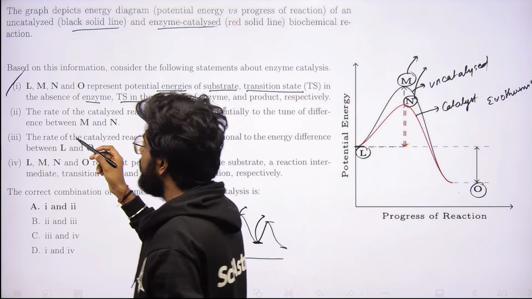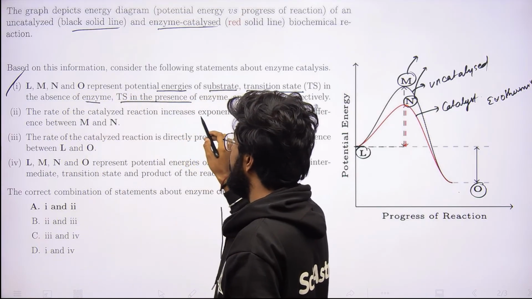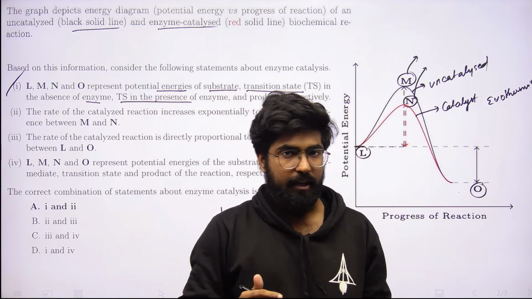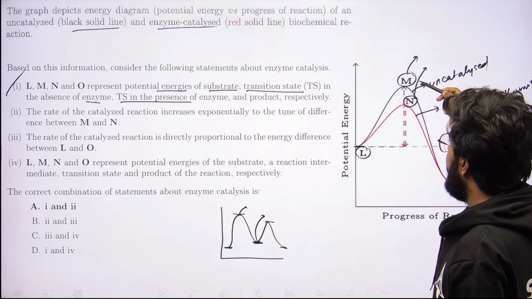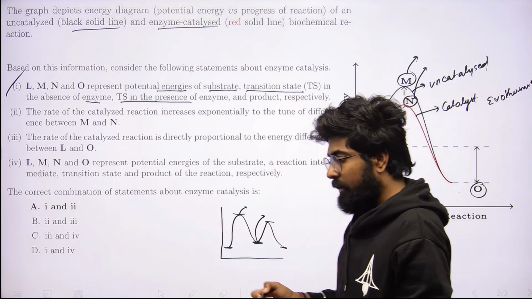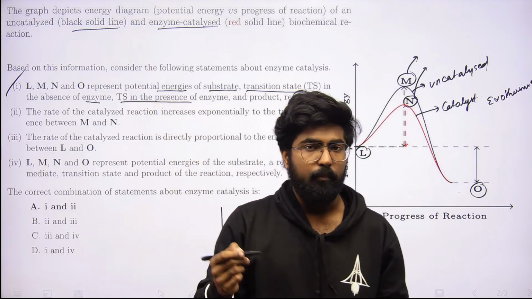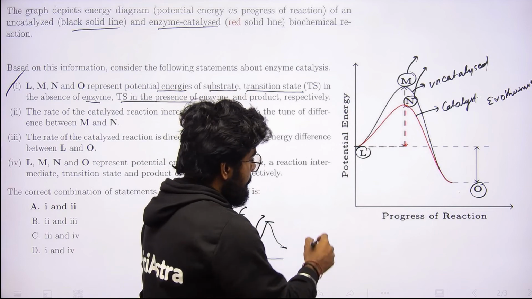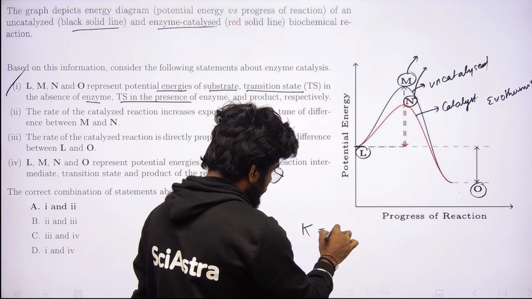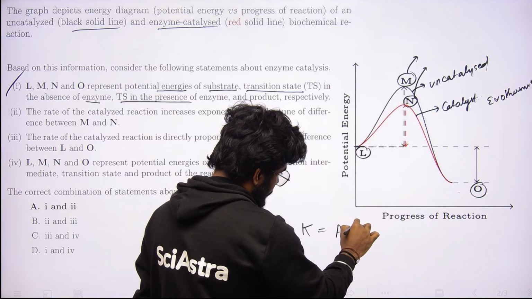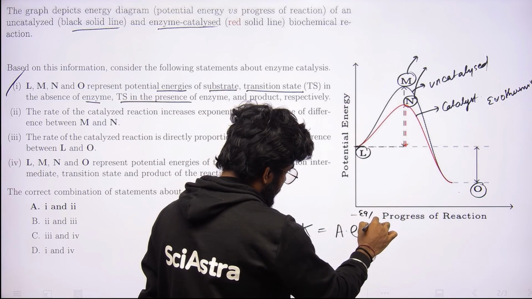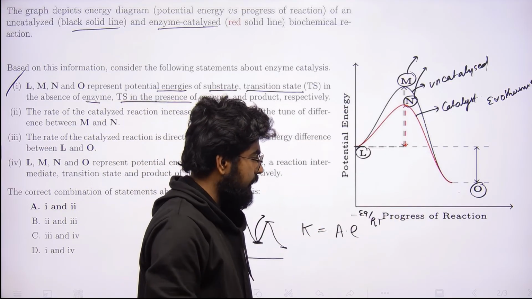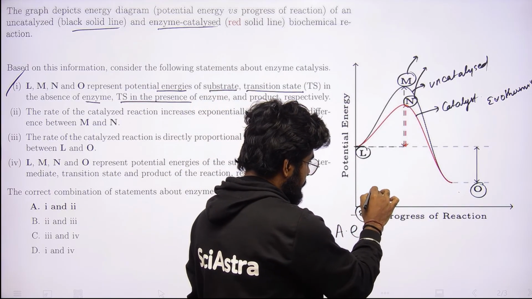Now the second point is that the rate of the catalyzed reaction increases exponentially to the tune of the difference between M and N. So basically, as you tune the reaction from an uncatalyzed format to the catalyzed format, the rate of reaction increases exponentially, and this is exactly what happens when you follow the very well known Arrhenius equation: K is equal to A into e raised to the power minus Ea by RT, where Ea is your activation energy.